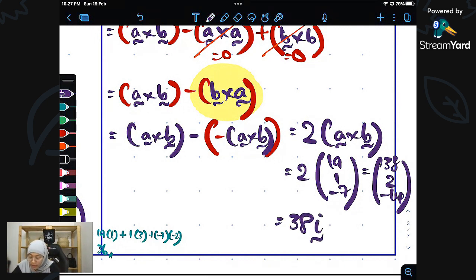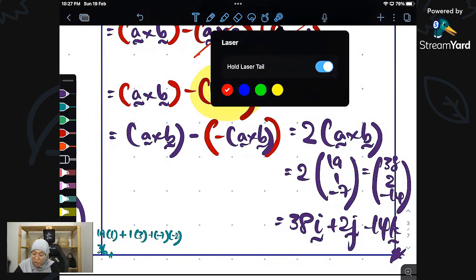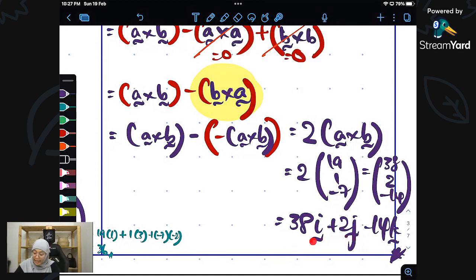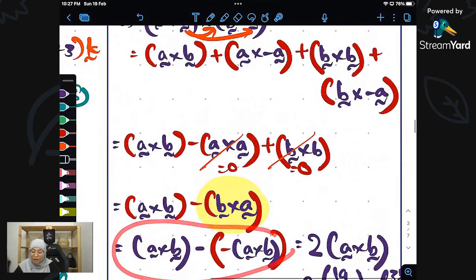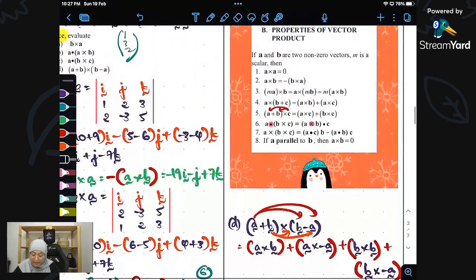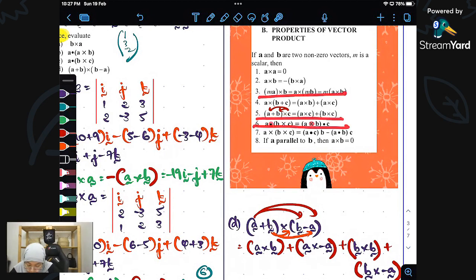We got the answer is 38I plus 2J minus 14K. So that is our answers. Make sure you write down back in the position vectors I, J, and K. Ta-da! There we go. We have applied some of the properties very, very important here. Okay? So yang lain tu you pandai-pandai lah discover sendiri.